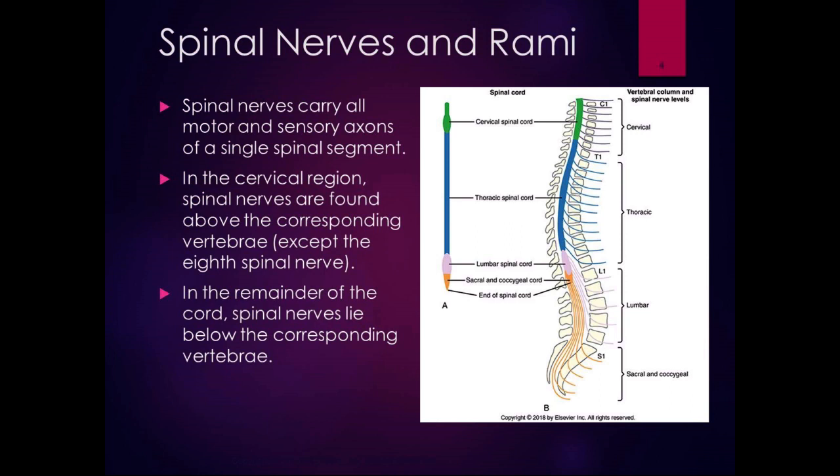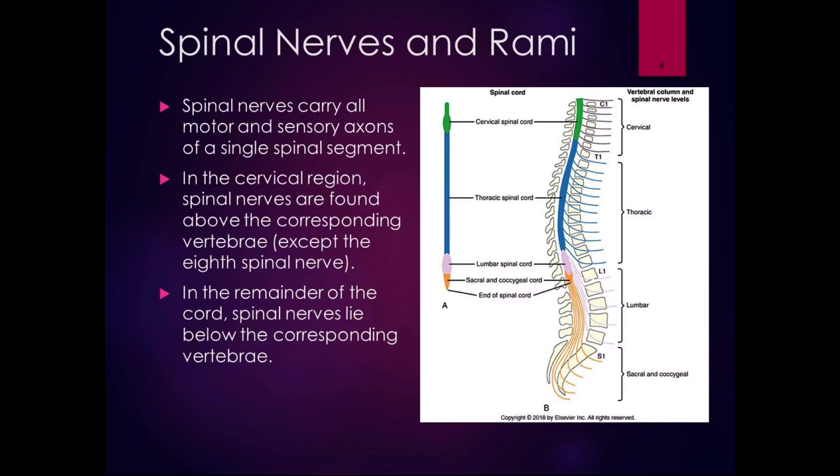In the cervical region, the spinal nerves are found above the corresponding vertebrae. So C1 nerve is above C1, C2 nerve is above C2. Get that? Until you get to C8, because we know there's no eighth cervical vertebra. It goes from C7 right to T1. C8 comes out below C7, between C7 and T1, and after that, the remainder of the spinal nerves lie below the corresponding vertebra. So the T1 spinal nerve comes out below the T1 vertebra, all the way down.